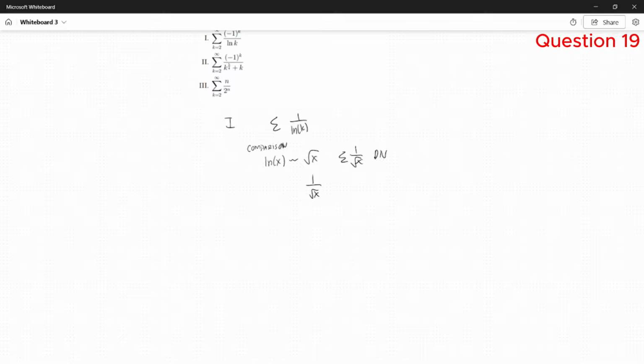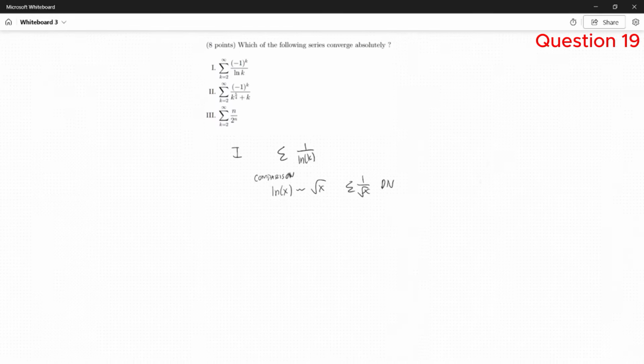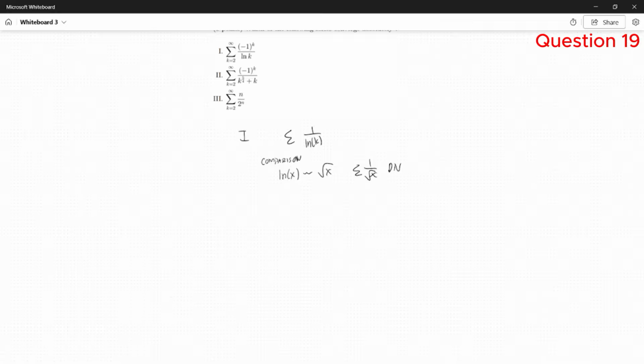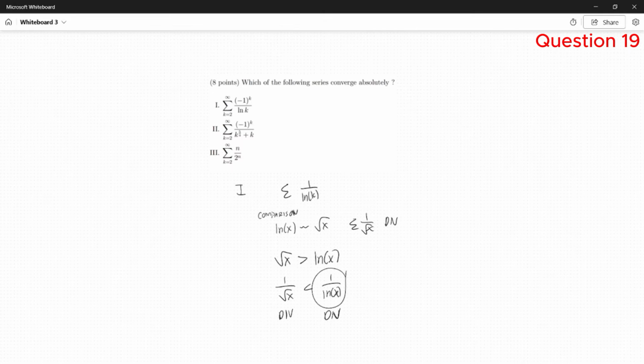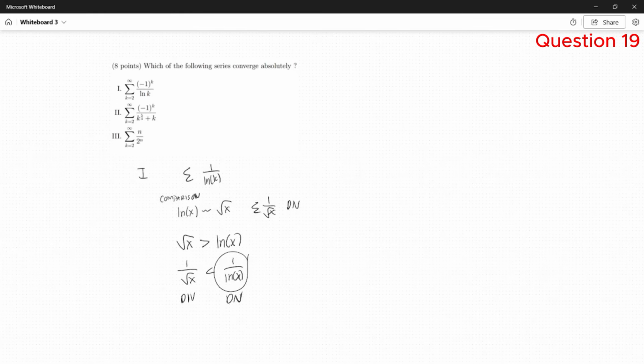Now, you can look for the proof yourself, or the derivation yourself. I'm not going to go over the derivation in the interest of time, since we do have two other series to go over. But just know that for every value of x, the square root of x is greater than the natural log of x. And thus, by reasoning, 1 over square root of x must be less than 1 over ln of x. And this diverges, which means that since each term in 1 over ln of x is greater, this has to diverge also, which means that series 1 does not converge at all. Let's look at series 2.